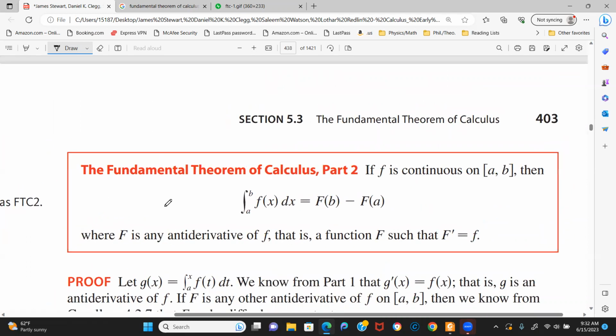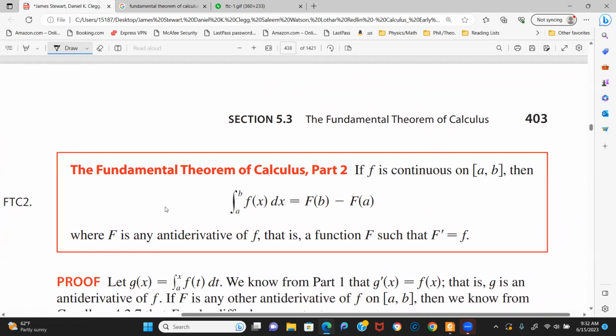So here's the second part, which I think is the more important part. It states the following. It says that if you have a continuous function f on a closed interval, then the definite integral, which you can in most cases interpret as an area, is just going to be this difference right here: capital F of b minus capital F of a. So it's like evaluate the function at the endpoints and take their difference. What's capital F though? It's going to be any antiderivative of f. That is, it's a function such that when you differentiate it, you get f back. So this is a nice result.